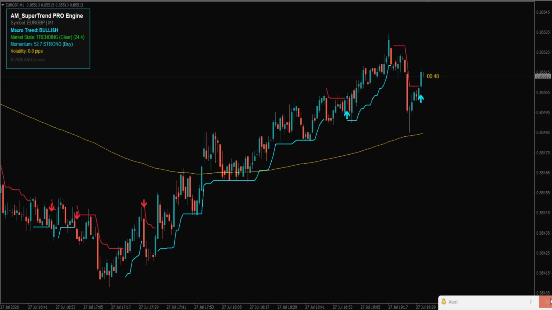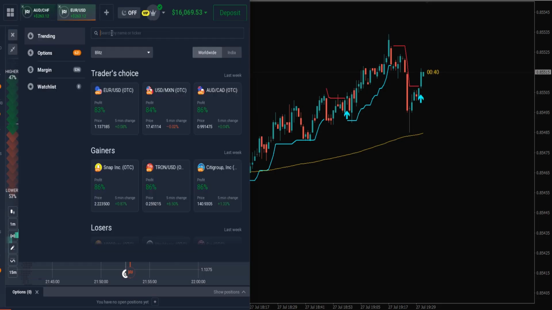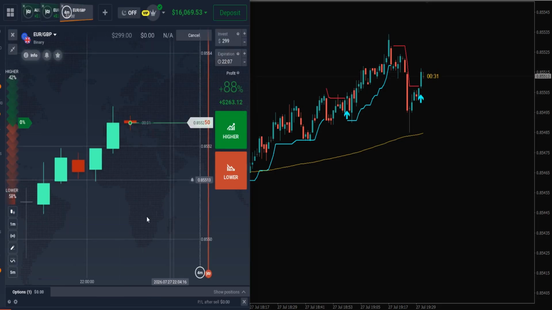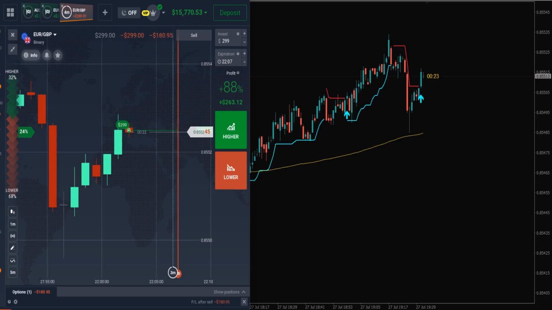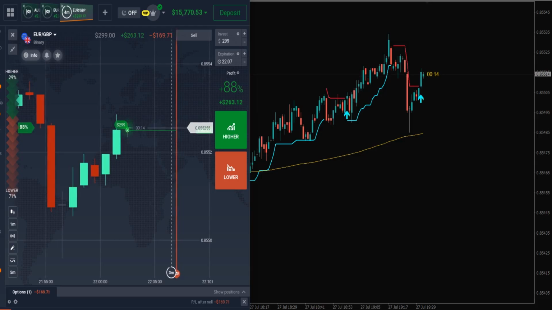Price is still comfortably above the EMA 200, the macro trend is still bullish, and the dashboard confirms trending with buy momentum. That's the setup. Not a fresh trend, but a trend that survived a shakeout. Buy placed, 5-minute expiry. Now, straight after entry, price sits almost exactly at the entry level, slightly under.